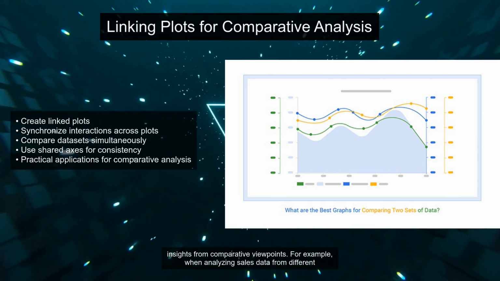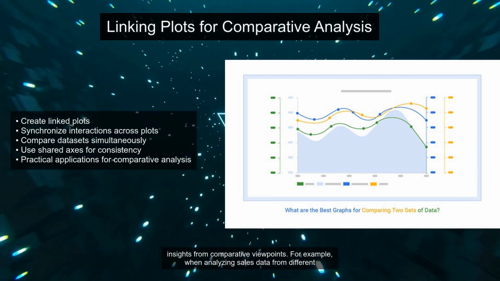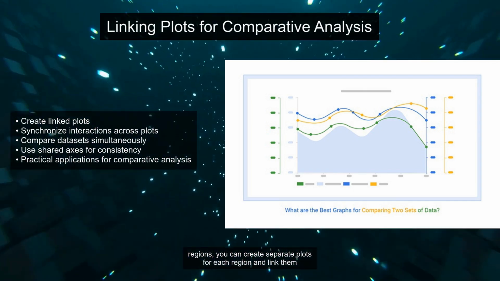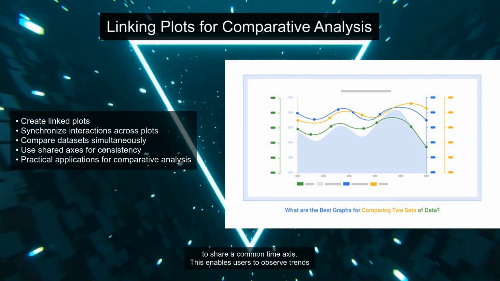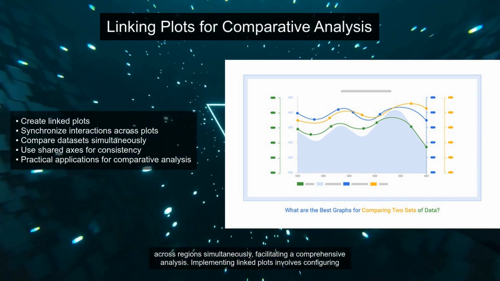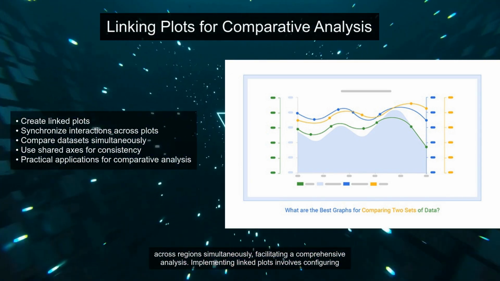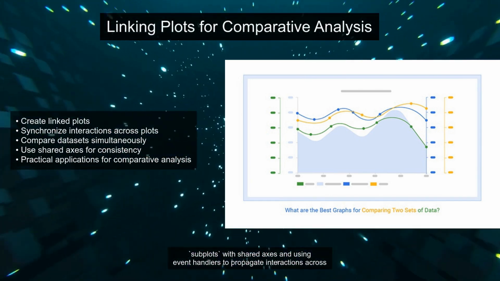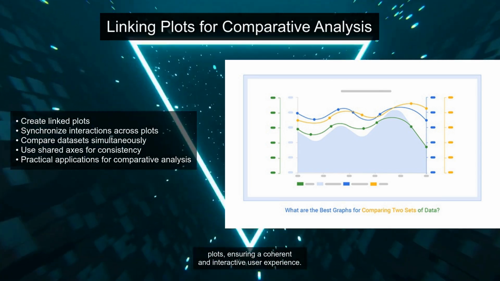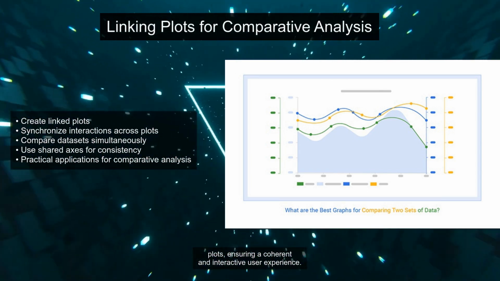For example, when analyzing sales data from different regions, you can create separate plots for each region and link them to share a common time axis. This enables users to observe trends across regions simultaneously, facilitating a comprehensive analysis. Implementing linked plots involves configuring subplots with shared axes and using event handlers to propagate interactions across plots, ensuring a coherent and interactive user experience.